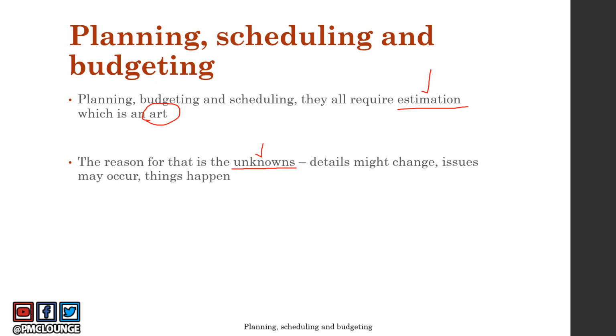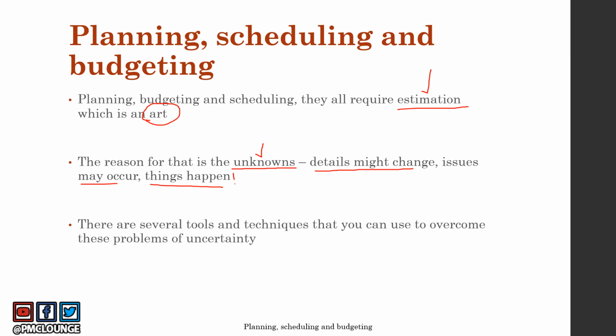Some examples of unknowns are: details might change. What details you have today may change tomorrow. Issues may occur. Things happen, and I should have put in an exclamation mark here. So things happen, and that's why estimating beforehand is always an art. But there are several tools and techniques that you can make use of, and those tools and techniques are all that we are going to discuss as part of this chapter. You can use these tools and techniques, and that way you can overcome these problems of uncertainty.